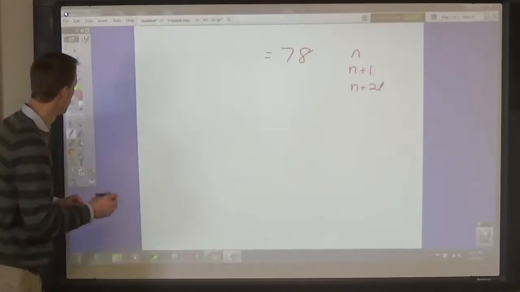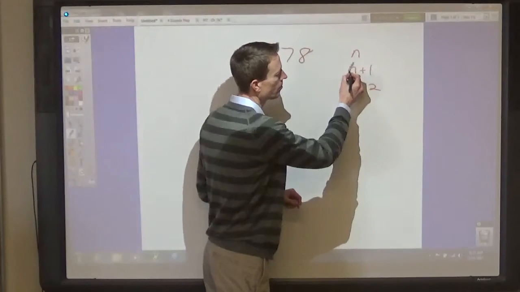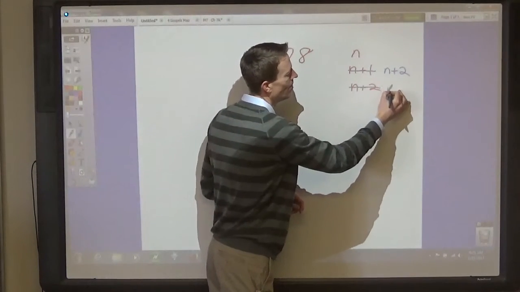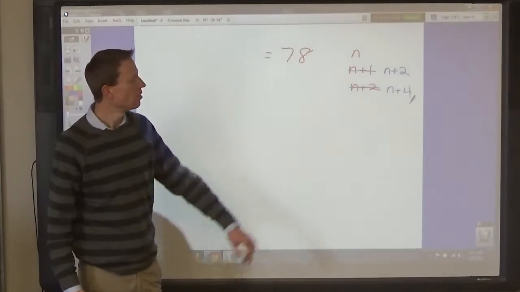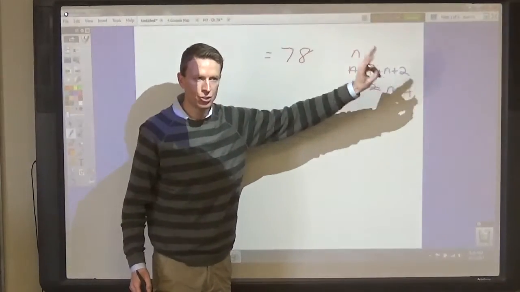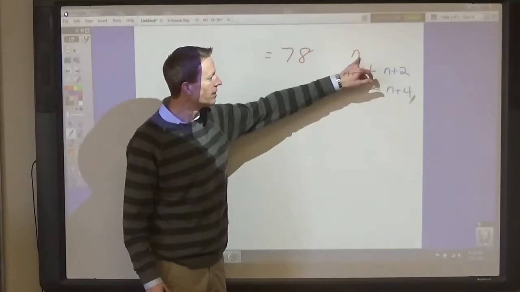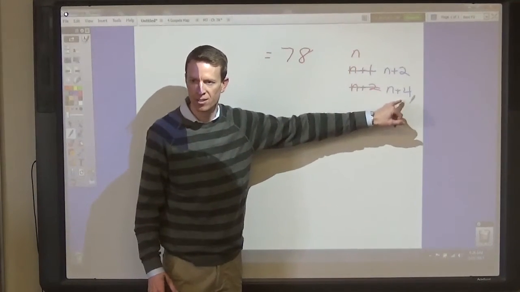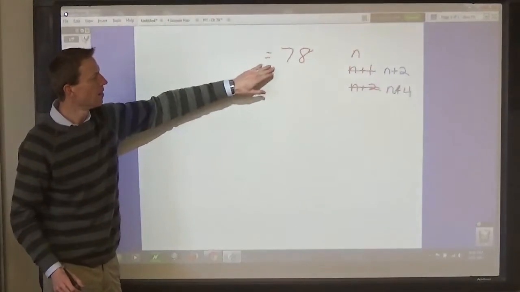Brett? So you would have just n, and then the next one would be n plus 2, and then n plus 4. Very good. So if n was 0, n plus 2 would be 2, n plus 4 would be 4. Or if n was 10, it'd be 10, 12, and 14. So these are the expressions we use. Now how do we find the numbers?